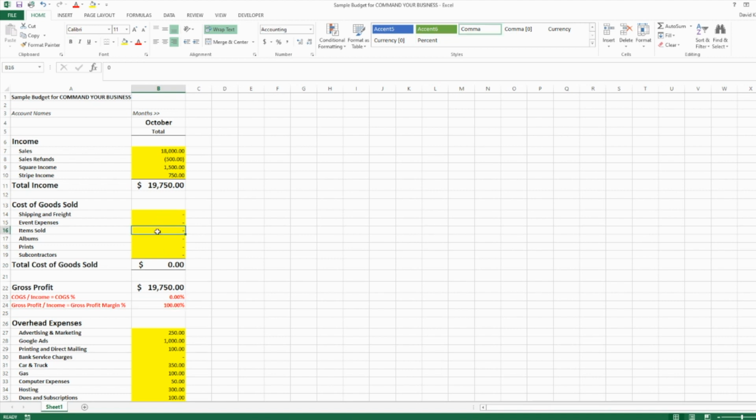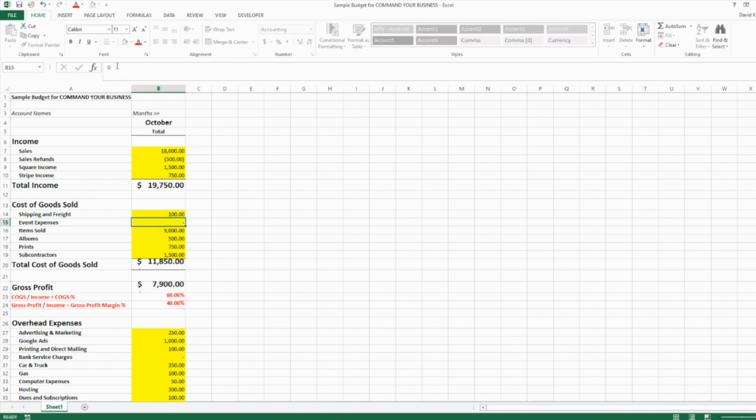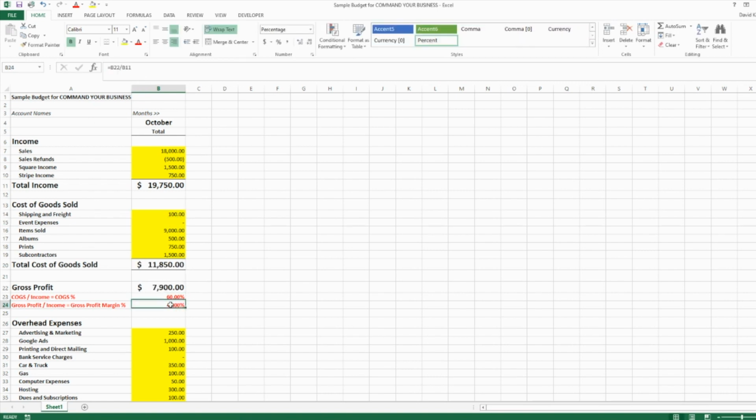So if I'm selling 1975, I know it's only going to cost me about 13,000 in items sold. I expect maybe 9,000 in items sold. I expect maybe another 500 in albums, 750 in prints. Subcontractors would be about 1,500, and shipping maybe $100. No event expenses, and this is exactly what I wanted. I have a gross profit margin of 40%. So I know that it costs me 60% just to make a sale. So the rest is mine to keep.